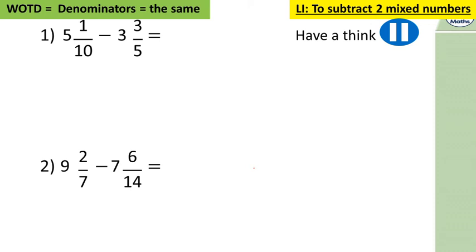Okay, so pause the video now. Have a go at these questions. So make those denominators the same. Decide if you want to make them into improper fractions before you take them away, or if you want to use the exchange method. So pause the video, have a go at those and see if you get the same answers as me.